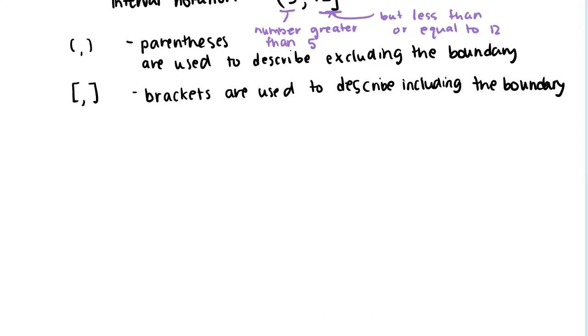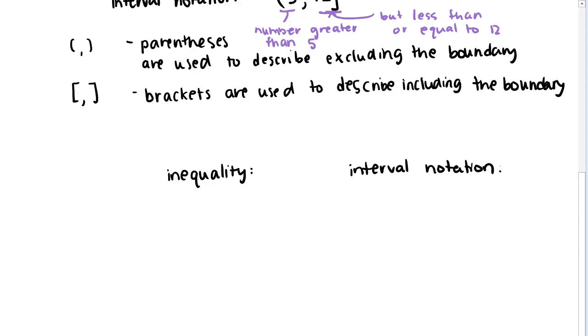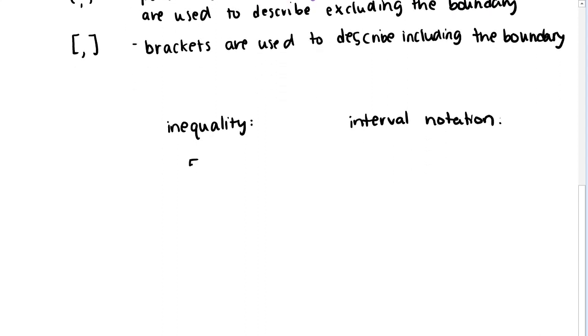Here, maybe let's go through a handful of different examples just to see all the different ways this can take shape. So, if I have an inequality, let's talk about the corresponding interval notation. We already have one example. We have 5 is less than x is less than or equal to 12, and that corresponds to parenthesis 5 comma 12 bracket. And again, we always want to include the smaller value on the left, the larger value on the right.